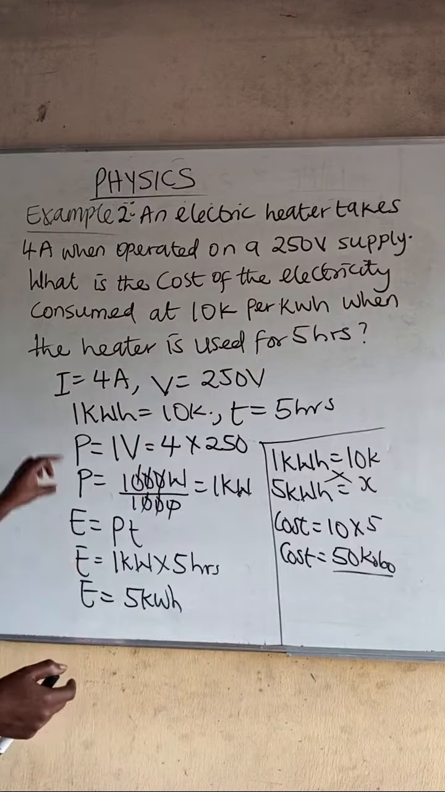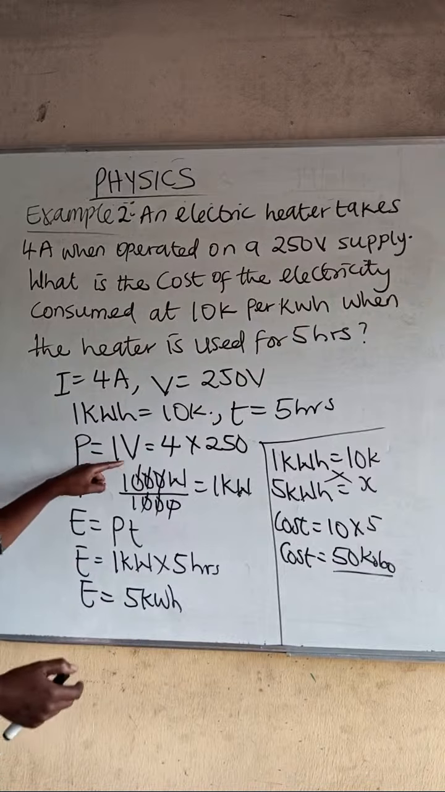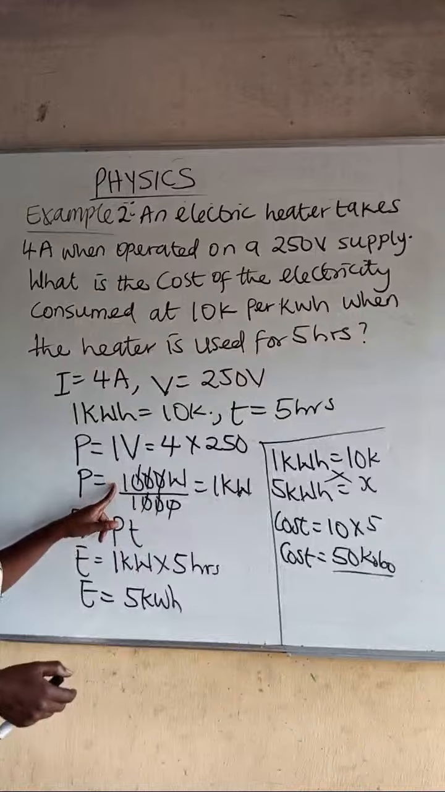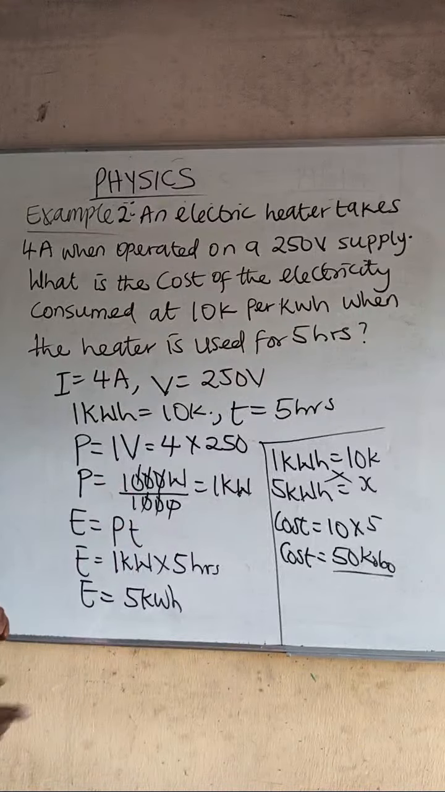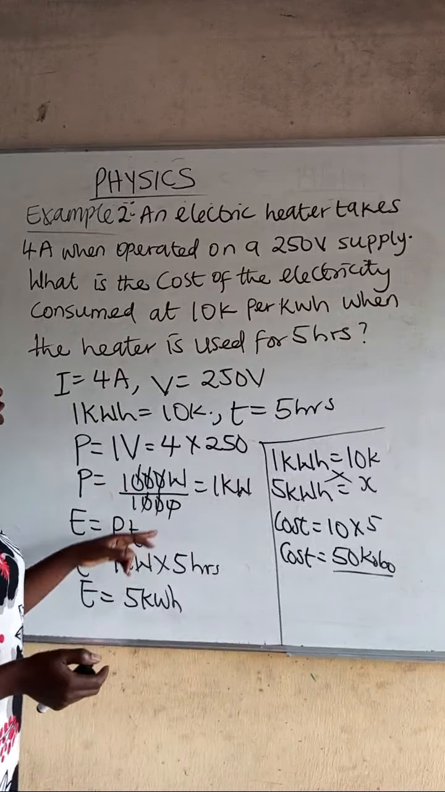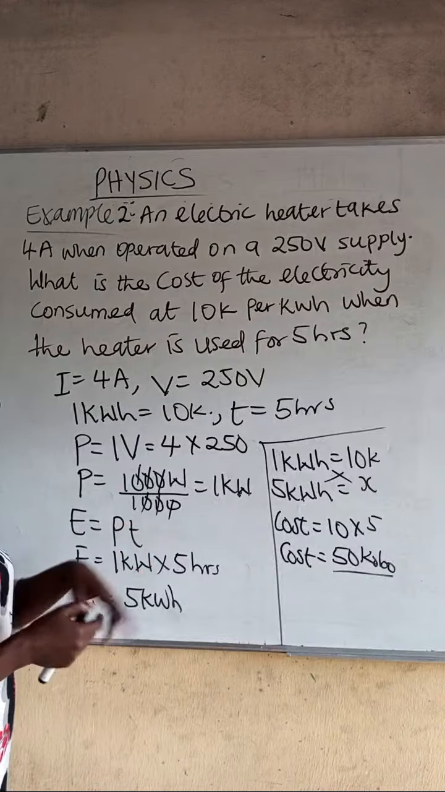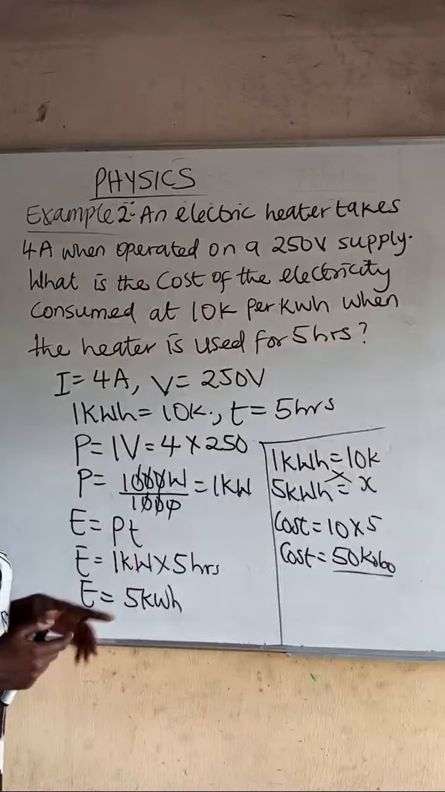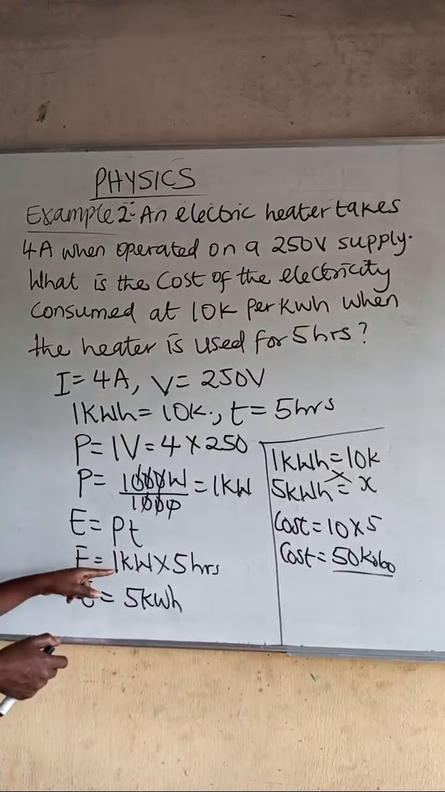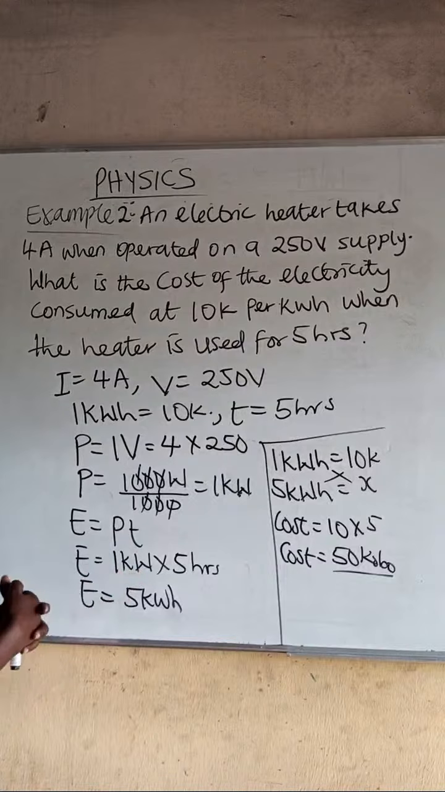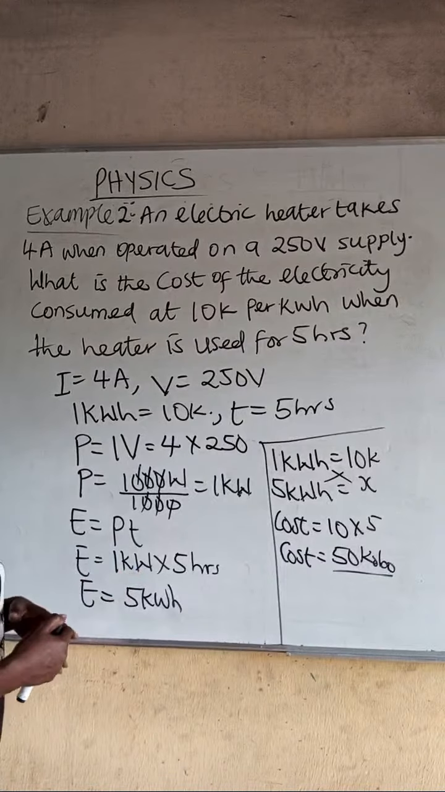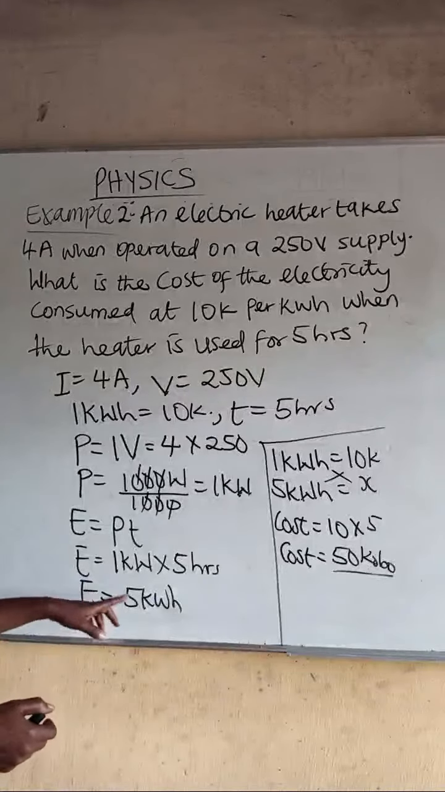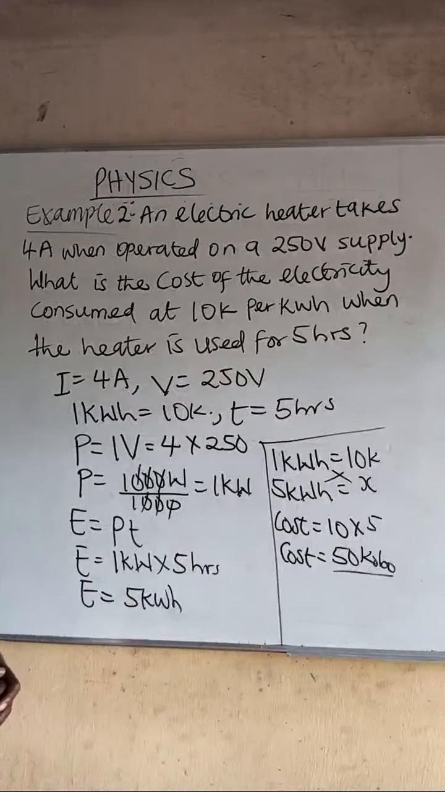So what we are going to do is to find our power, and our power is IV. 4 times 250 gives us 1000. Because I want to convert it to kilowatts, I'm going to divide by 1000 to give me 1 kilowatt. Then electrical energy, E, is PT. So P is 1 kilowatt multiplied by time, which is 5 hours. By the time you multiply, you're going to have 5 kilowatt hour.